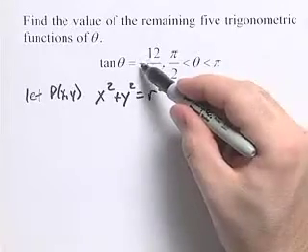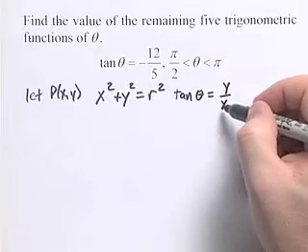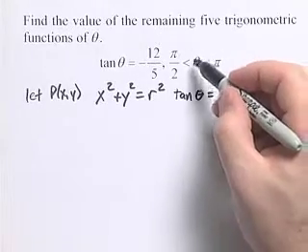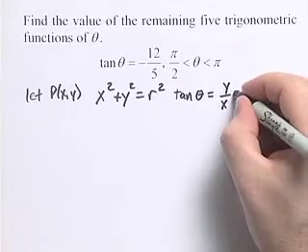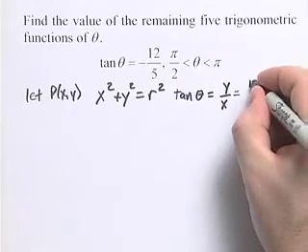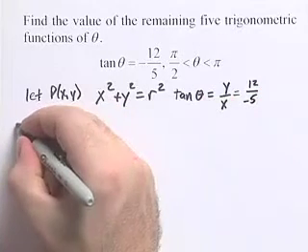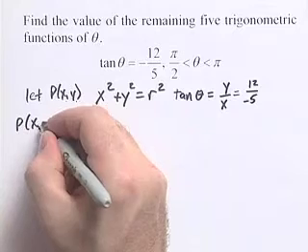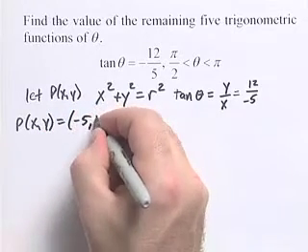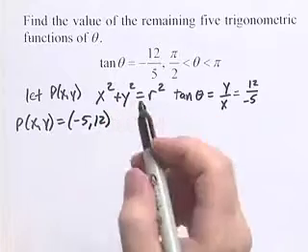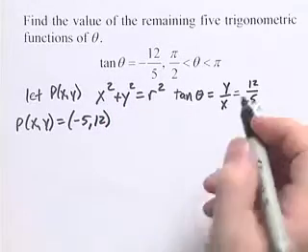Now we have a negative value for the tangent, so we need to determine whether it's y or x that's negative. Since we're in quadrant 2 on our circle, we know that it's the x value that's negative, so we can write this as 12 over negative 5. Therefore, our point, Pxy, is equal to negative 5, comma 12. And then we can use that to find our remaining trig functions.